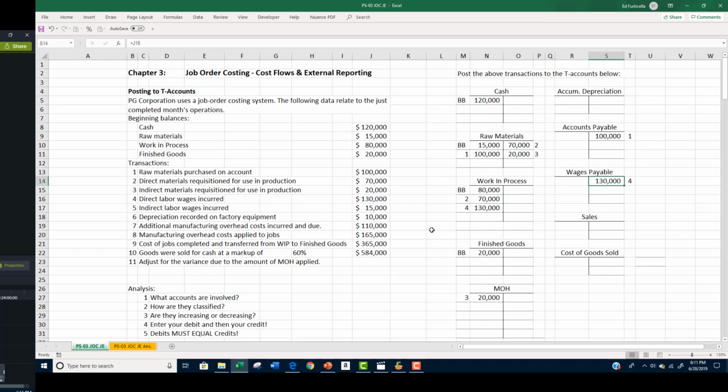Look at transaction number 5. It's similar to number 4, but says this time that indirect labor wages incurred were $15,000. For actual amounts of indirect labor, we use the manufacturing overhead account to record the debit. So put number 5 in for the transaction, point to the cell with $15,000 in it, and click enter to record the debit to manufacturing overhead. Next, go up to wages payable and enter the credit of $15,000 with a point and click.